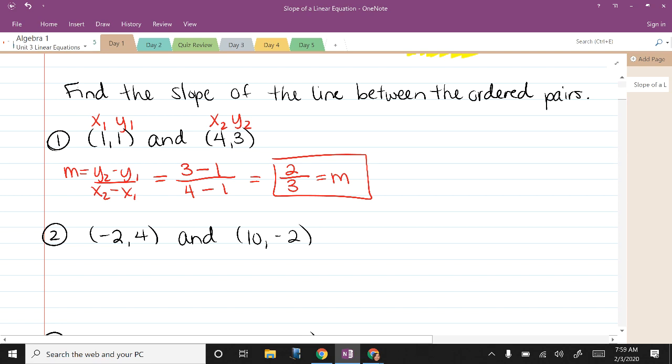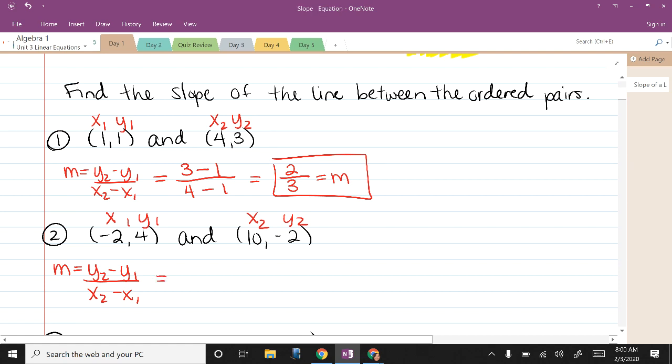So we want to find the slope of the line this time between the points (-2, 4) and (10, -2). So first thing we're going to do is write down the formula. M equals y2 minus y1 over x2 minus x1. Label it if you need to. xy, xy, 1, 1, 2, 2.